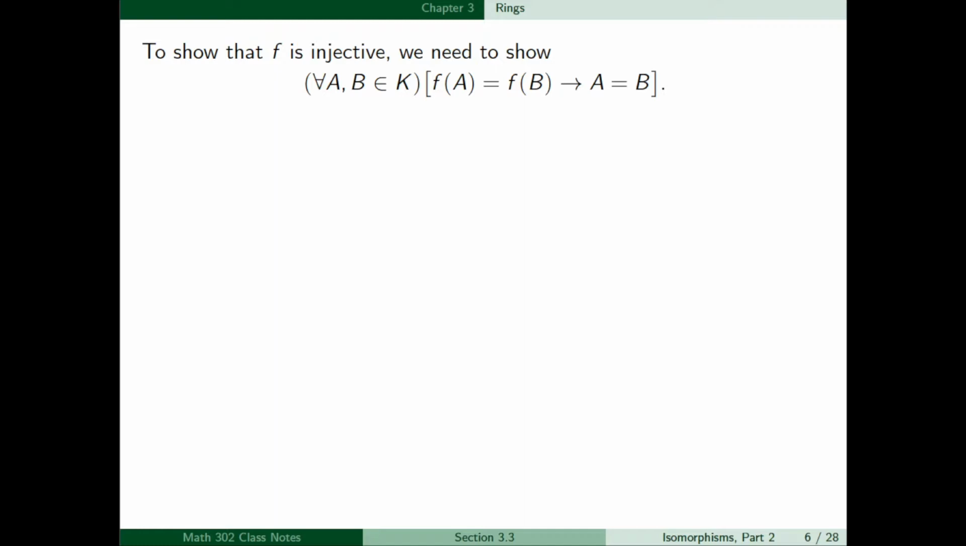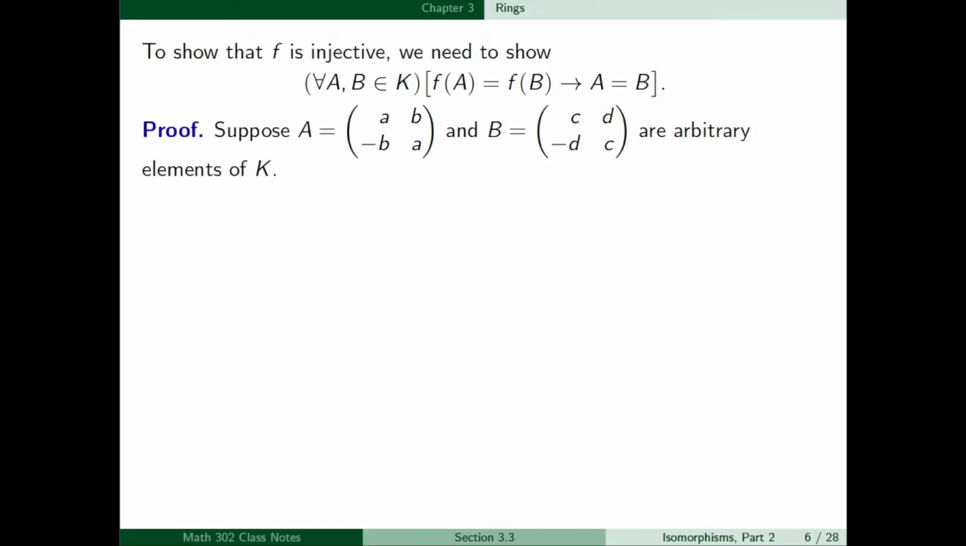Now, to show that f is injective, we need to show for all a, b in K, f of a equals f of b implies a equals b. So we'll suppose that a and b are two arbitrary elements of K. We'll suppose the hypothesis f of a equals f of b. We then need to show the conclusion a equals b.